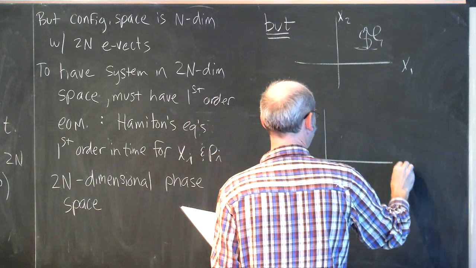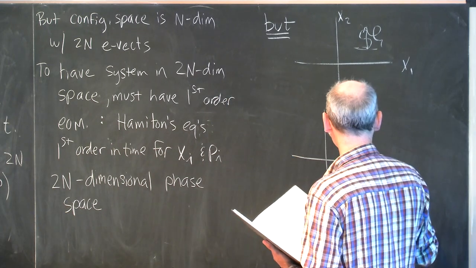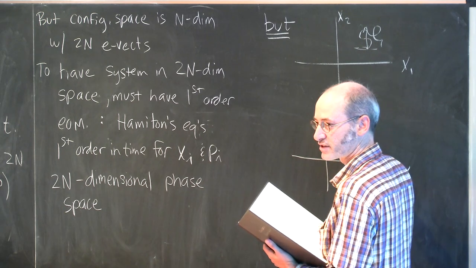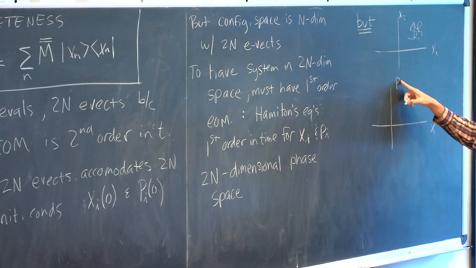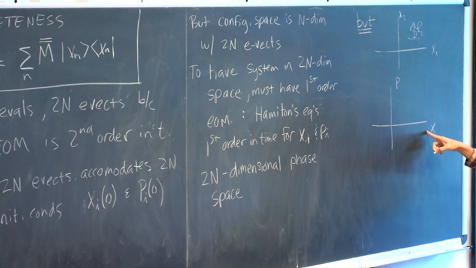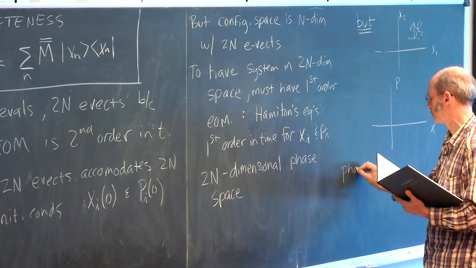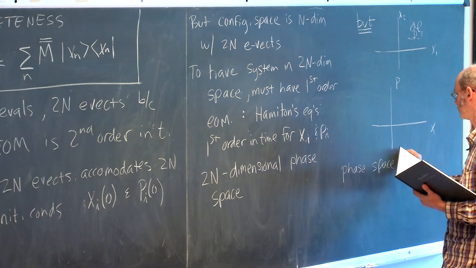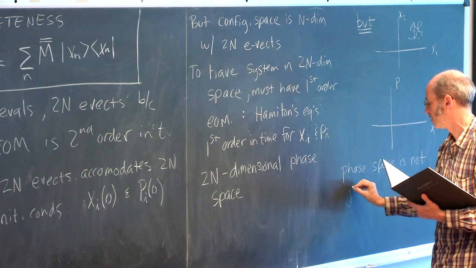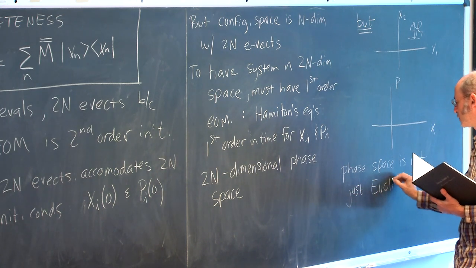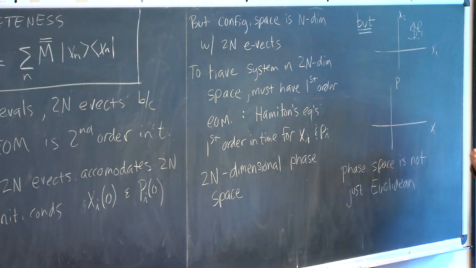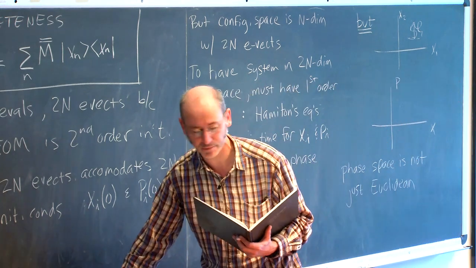Phase space is different, though. When I have an oscillator and its momentum, the time evolution of this coordinate is not even a little bit independent of the time evolution of the momentum, because momentum is nothing other than the rate of change of x. So this is one of the points of Hamiltonian mechanics: yes, there are two degrees of freedom in some sense, but they are not at all independent of each other. So in this sense, phase space is not just a Euclidean space. It's not just a space of another bunch of variables that are completely independent from the first bunch.